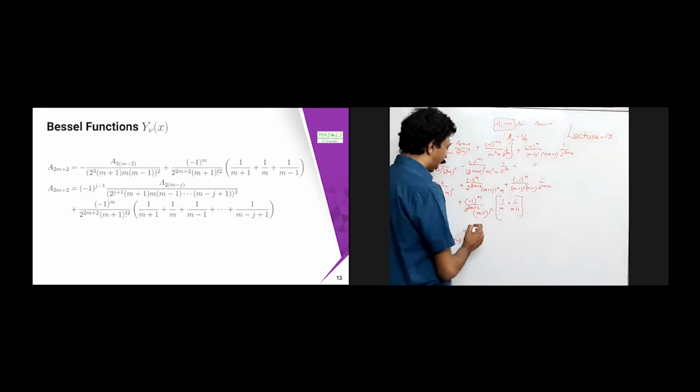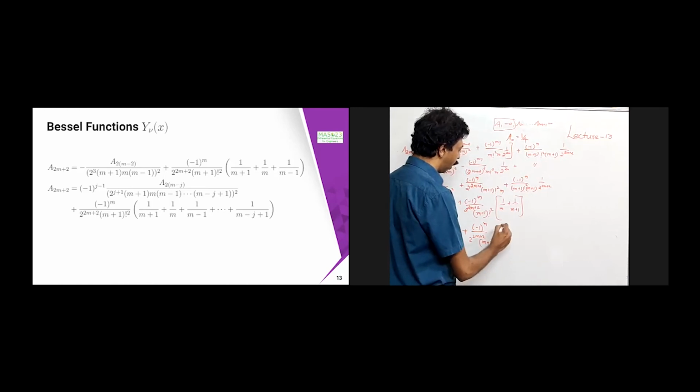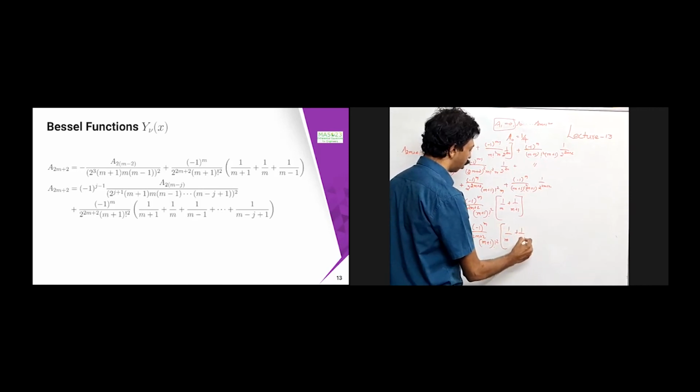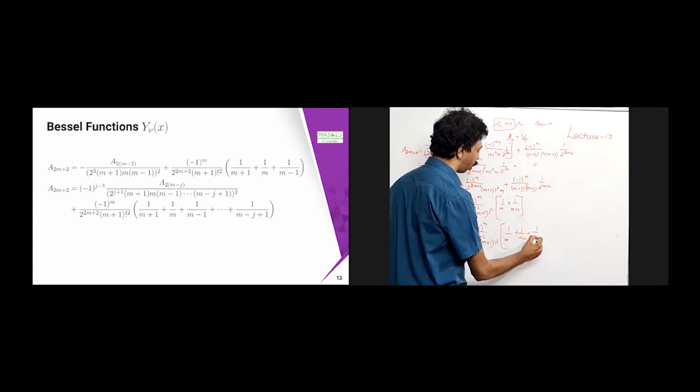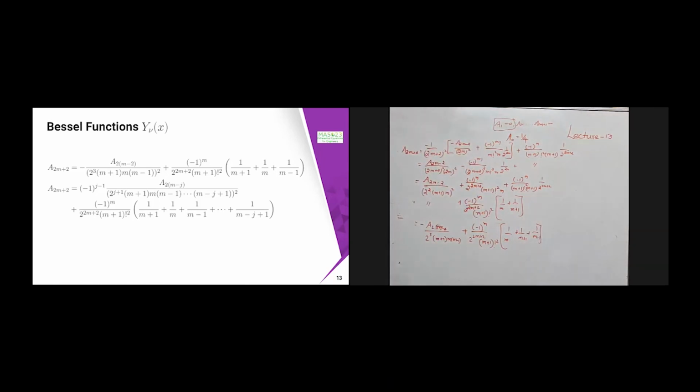Plus, I'm going to write that again here. What I'm going to get is minus 1 power m, 2 power 2m plus 2 is going to come. Here it is going to become (m plus 1 factorial) whole square again into 1 by m plus 1 by m plus 1 by m minus 1 is going to come. Okay, so this is the one which I have.